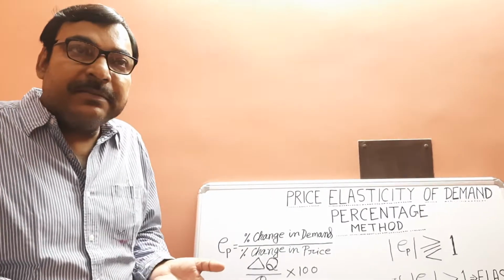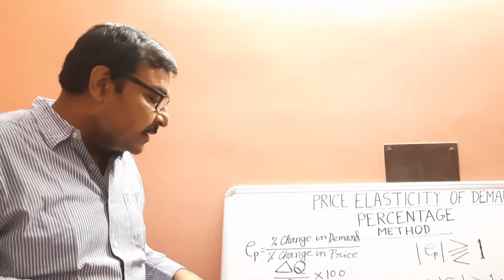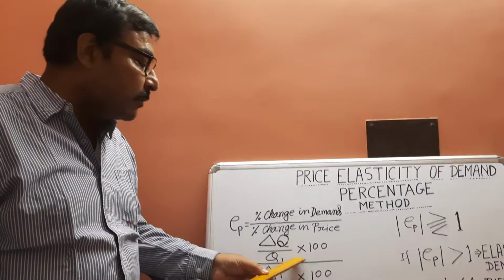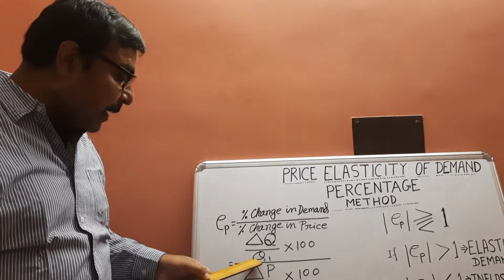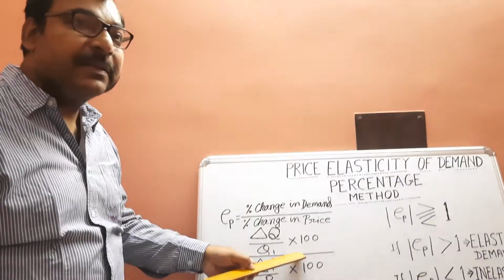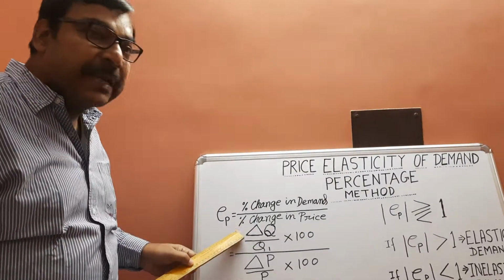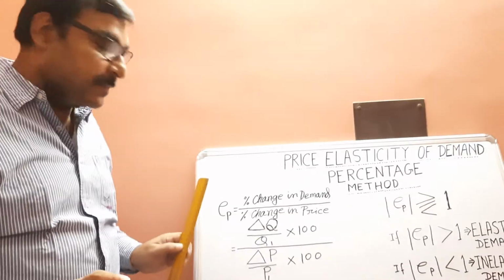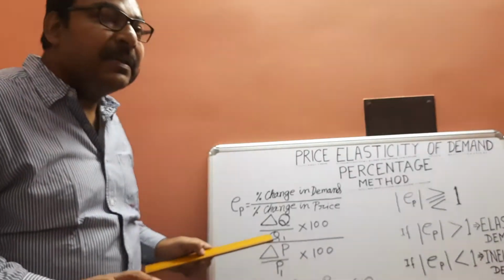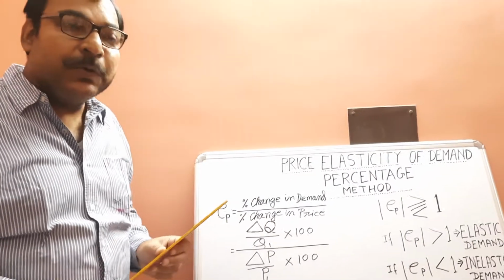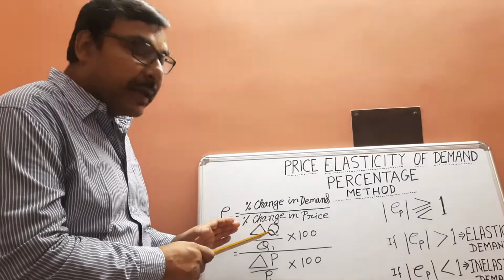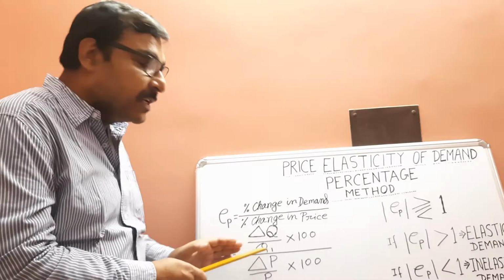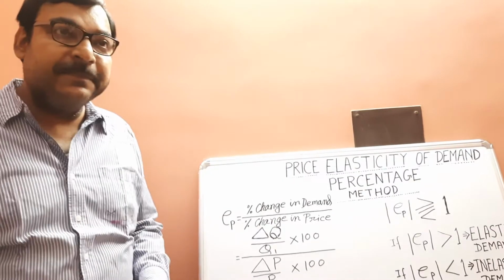How will you calculate percentage change in demand? This is the formula: delta Q by Q1 into 100. Delta Q stands for change in demand and Q1 is the initial demand. So percentage change in demand is equal to change in demand divided by initial demand into 100.